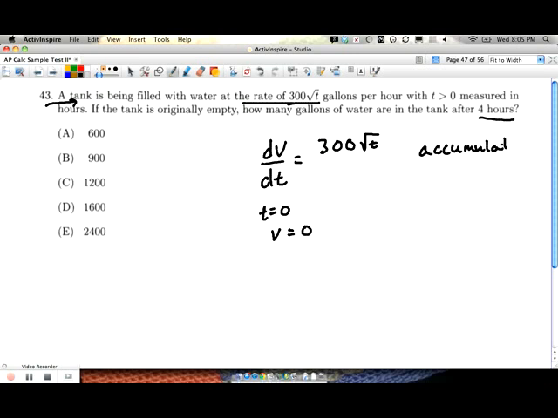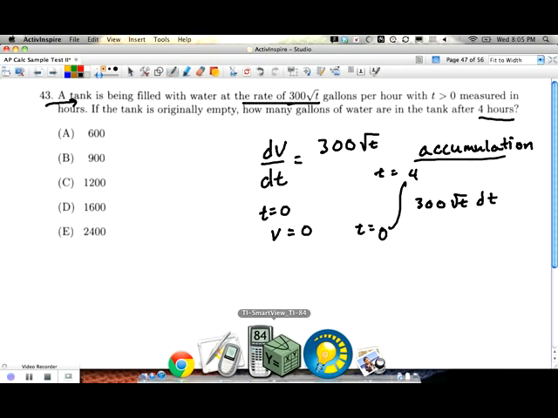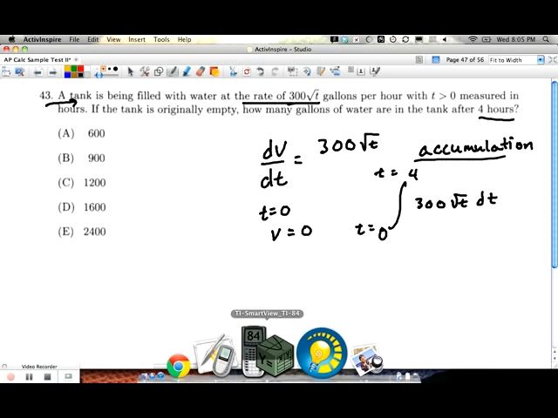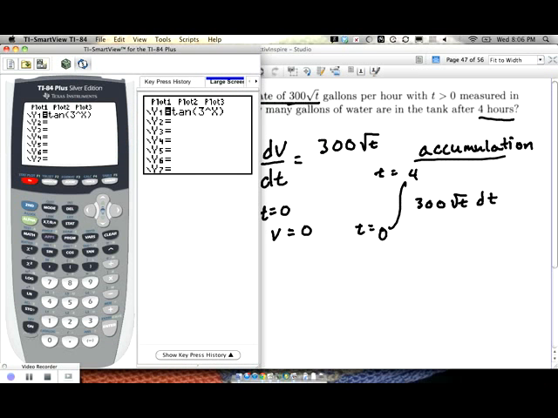It's saying how much is accumulating over 4 hours. Another way to think of accumulation is integration. So that's the integration from time equals 0 to time equals 4 of 300 times the square root of t, dt, of course. Now I could do this by hand, but you know what? This is the calculator section. Let's make our lives easy.